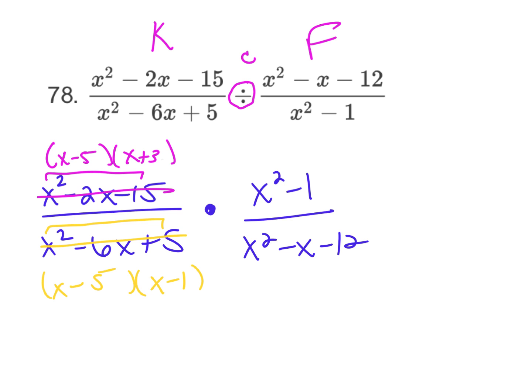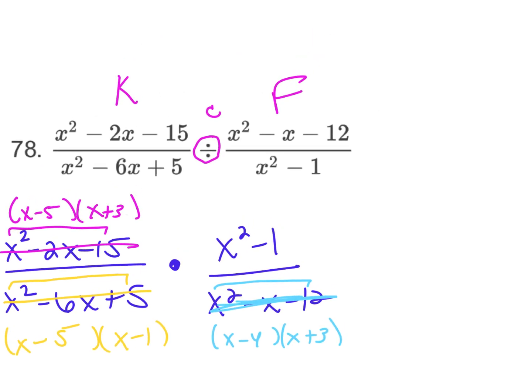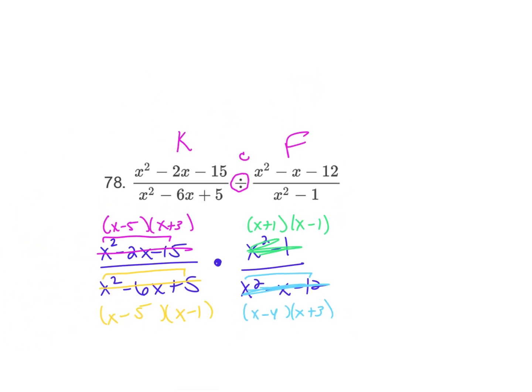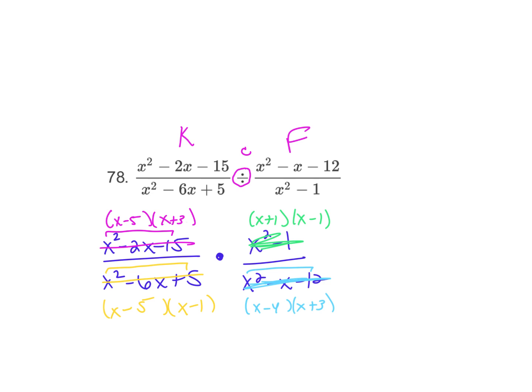And then I'm going to go to the bottom right over here. What are the factors of -12 that multiply to give me -12 and add to give me a -1? That's going to be -4 and +3. And then in my top right, you guys will notice I have the difference of perfect squares. So x plus 1 and x minus 1. So now we have already factored.